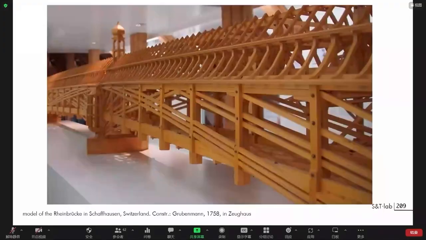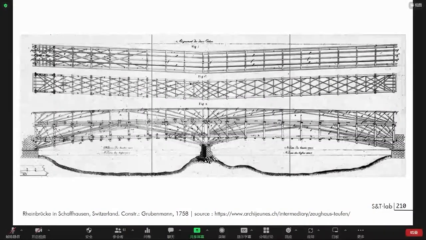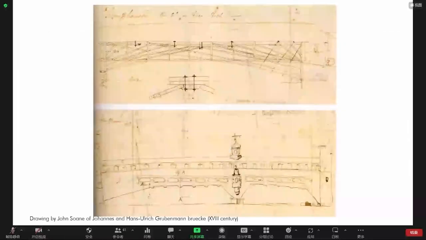About fan-like structures, again, the Grubenmann brothers developed this kind of system. You can see here something in between funicular and a fan-like system appearing at the support for this quite long bridge, with the original drawing. That's a way to go to very long spans with this kind of massive timber material, and some specific drawing made by John Soane in this case.